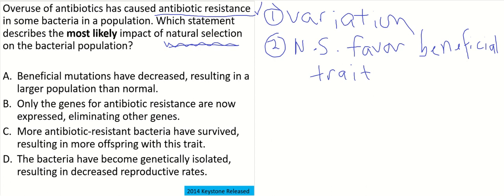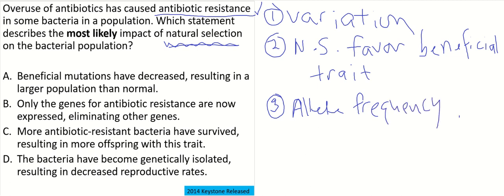Those bacteria who have that gene to resist antibiotics will live longer or live long enough to reproduce and pass down their genes. And so the allele frequency will increase, the alleles that cause antibiotic resistance. All right, so let's see. Beneficial mutations have decreased. Why would good mutations decrease? They would increase. Natural selection would increase those beneficial traits.